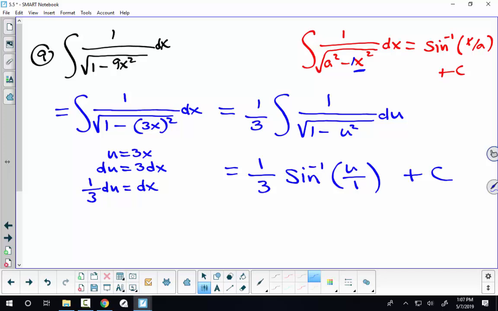Is everybody all right with what we've done here? Are there any questions? So you got u over 1. How did you get that? Yeah, so this is our a. 1 is a. Oh, I see, because that's the same thing as 1 squared. All right, and then resubstituting, we have 1/3 inverse sine of 3x plus c.